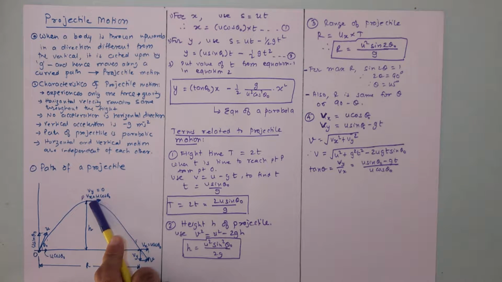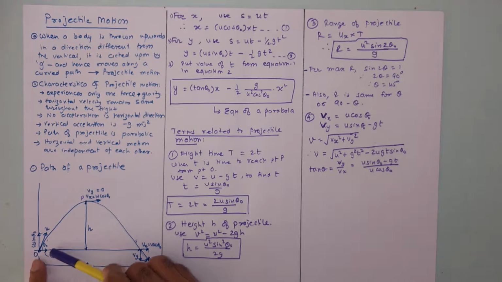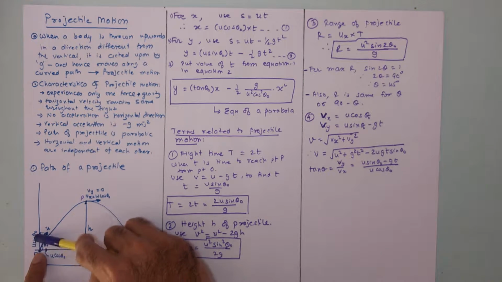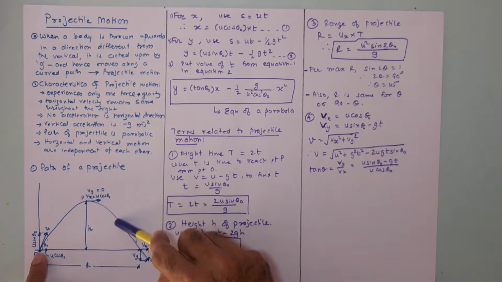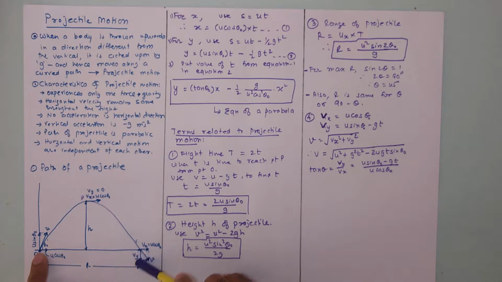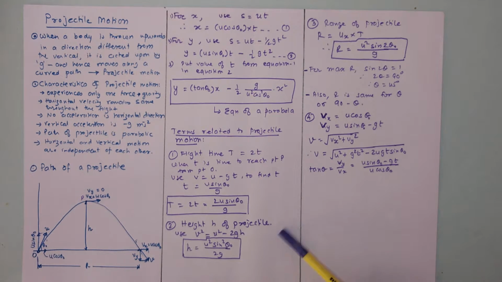Here also the horizontal velocity will be u cos theta 0, here also the same. So there is no change in the horizontal component, but the vertical component will keep on changing. Here you will have u sin theta 0, and as we go up, the vertical component will become 0, and then again increase, and finally over here it becomes u sin theta 0 again. So this is how the vertical component changes, while the horizontal component remains the same.